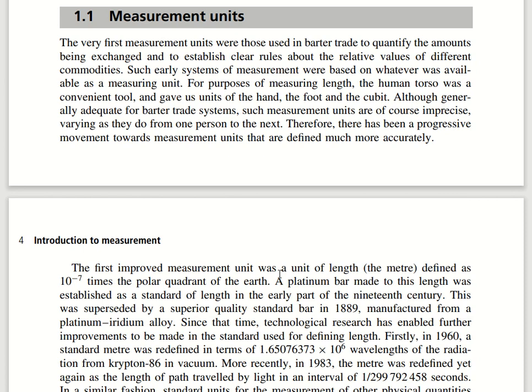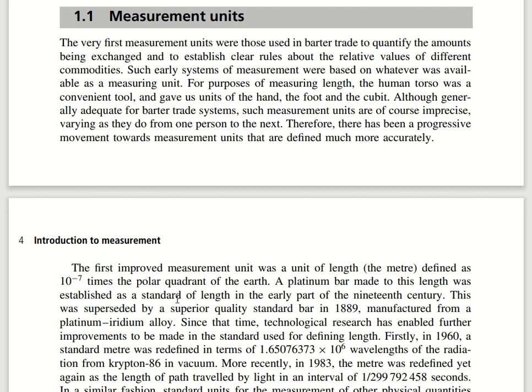There is a platinum bar made to the length of 1 meter, and it was established as a standard of length in the early part of the 19th century. That got superseded by a superior quality standard bar in 1889, when one manufactured from a platinum iridium alloy got used instead of platinum bars. Because platinum has a fair possibility of contraction and expansion based on different weather situations, so it is not very feasible to use it, right?